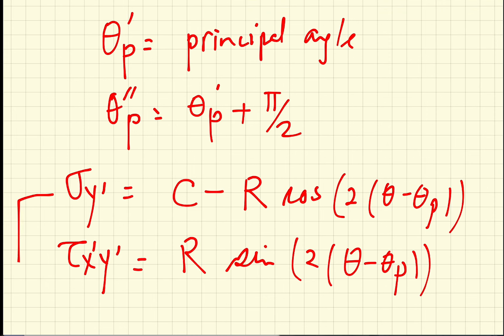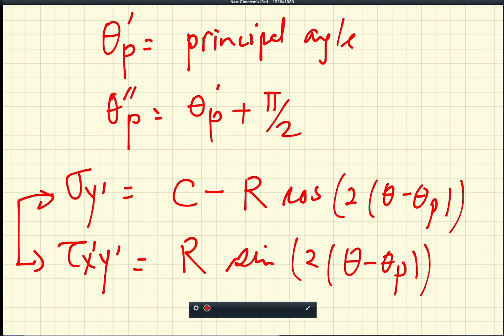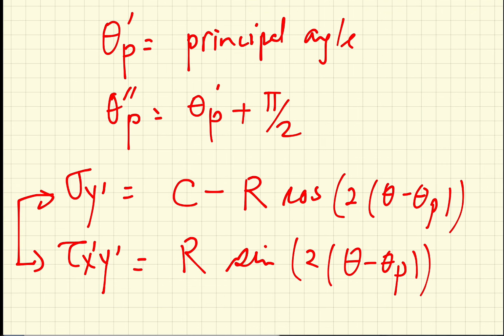if you take sigma y prime and tau x prime y prime together, you see that they can be represented as a parametric curve, where the parameter is theta, and it's obvious that the curve is a circle. The circle has a center at C, and the radius of the circle is R. That's very simple. That's kind of the basis for Mohr's circle.